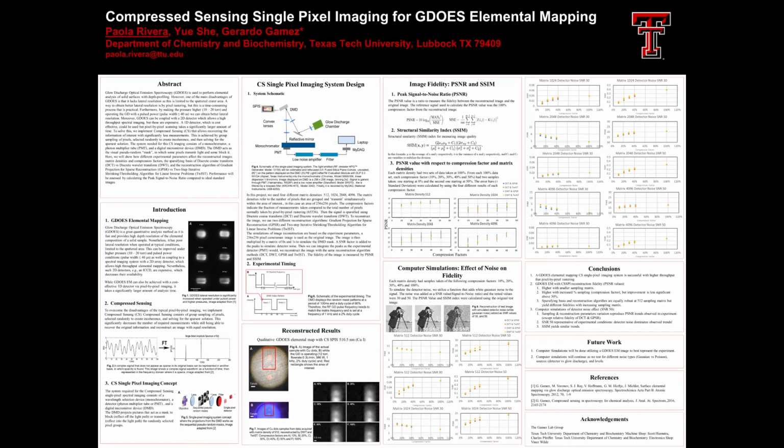In conclusion, we have shown that the GDOES elemental mapping compressed sensing single pixel imaging system is successful, with higher throughput than pixel by pixel rastering. We also see that PSNR values are higher with a smaller sampling matrix. PSNR values are also higher with increased percent sampling, but after 30% the improvement is less significant. Furthermore, the sparsifying basis and the reconstruction algorithms are similar at the 512 sampling matrix, but they differ more as we increase the sampling matrix.